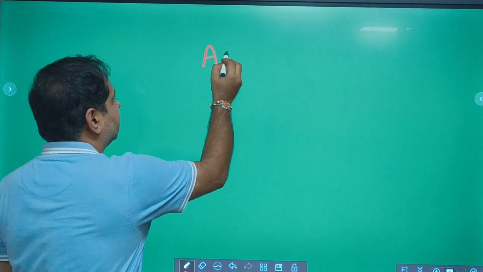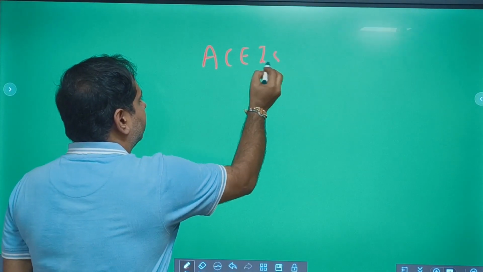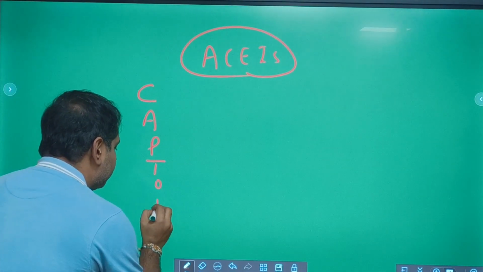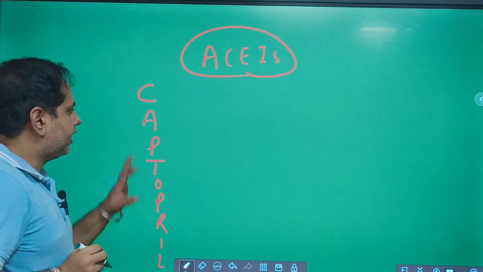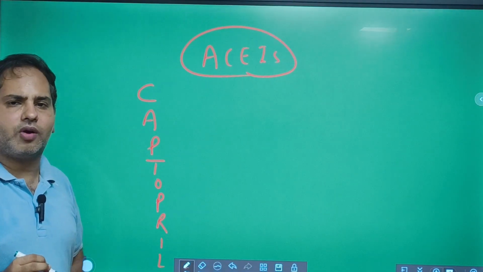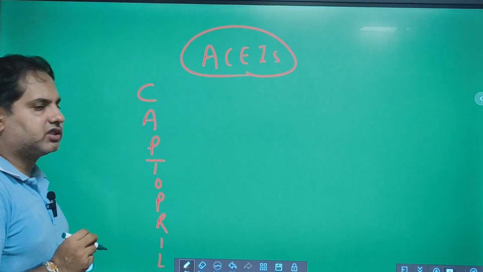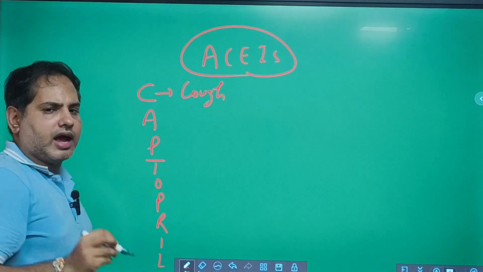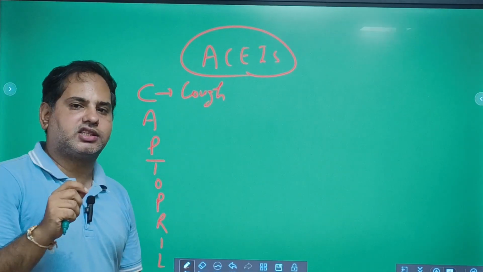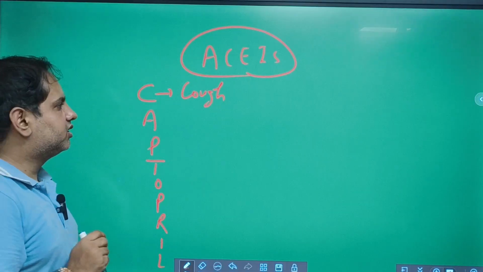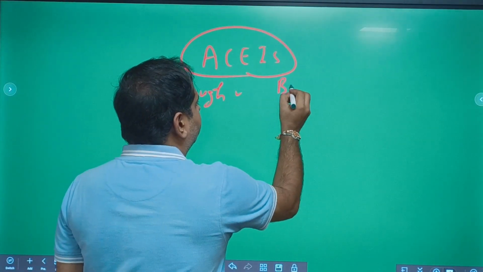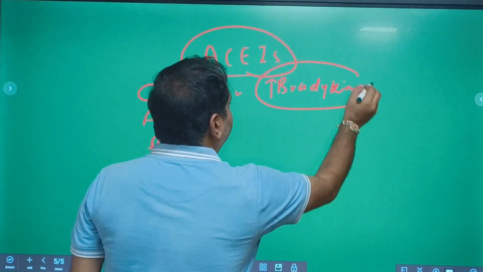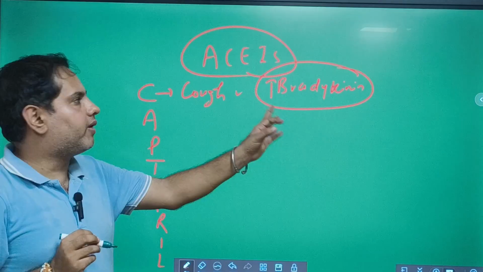So we are talking about ACE inhibitors. A well known drug is captopril. If you write captopril this way, you can get to know about the adverse effects of angiotensin converting enzyme inhibitors. C stands for cough. Angiotensin converting enzyme inhibitors in some patients can result in a dry cough. The reason is, why dry cough? Because bradykinin level is going to increase, because bradykinin is broken down by the ACE.